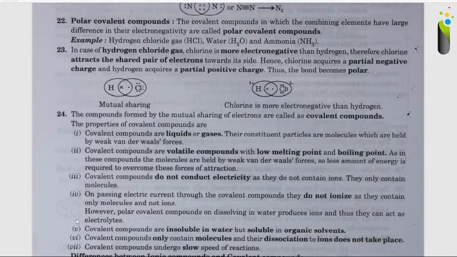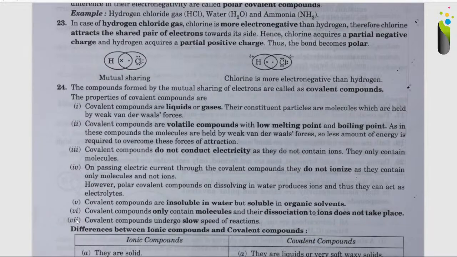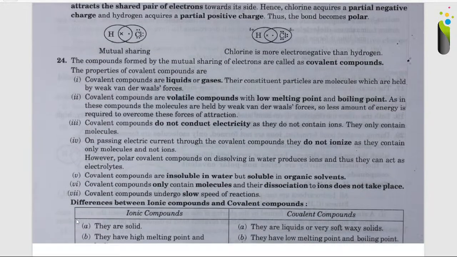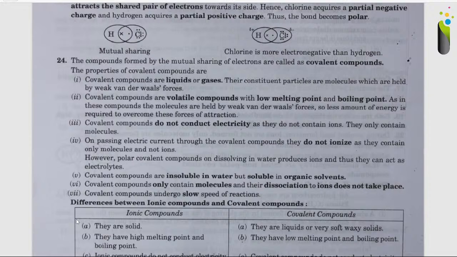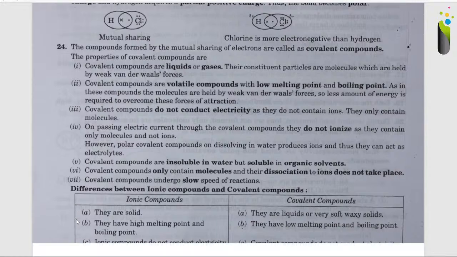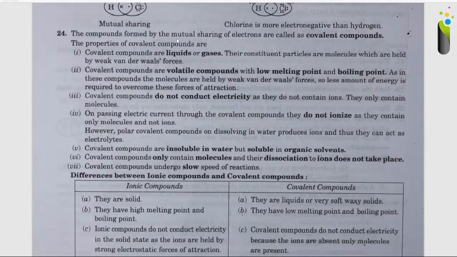Now, the compounds formed by the mutual sharing of electrons are called as covalent compounds. Now let us understand the properties of the covalent compounds. First, covalent compounds are liquids or gases. Their constituent particles or molecules are held by weak van der Waals forces. Very, very important. Covalent compounds are volatile compounds with low melting point and boiling point.